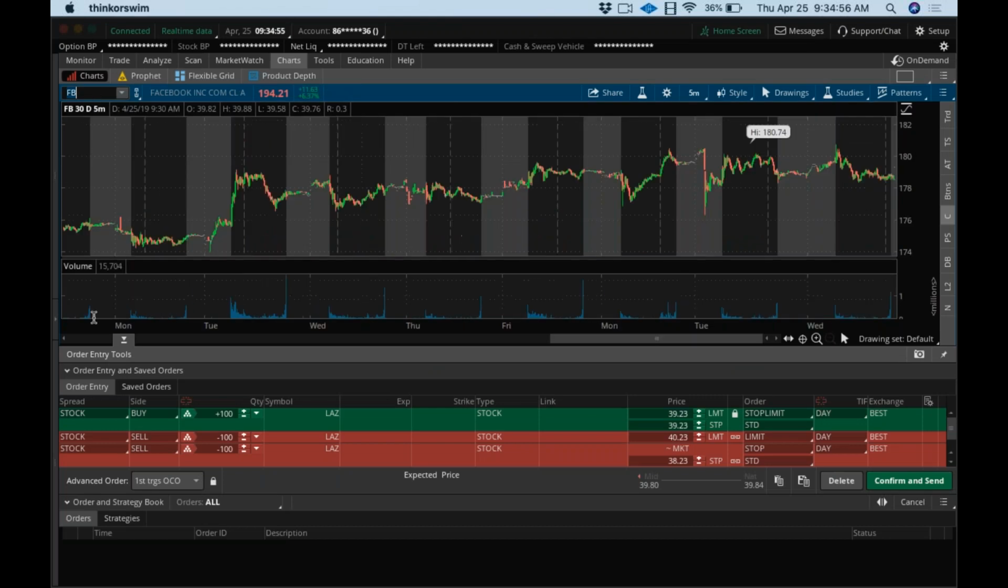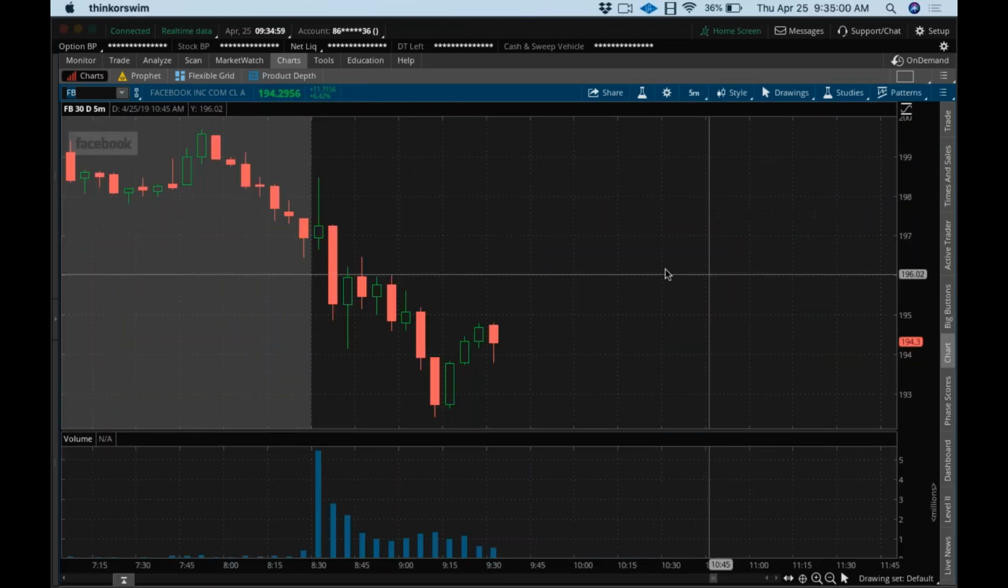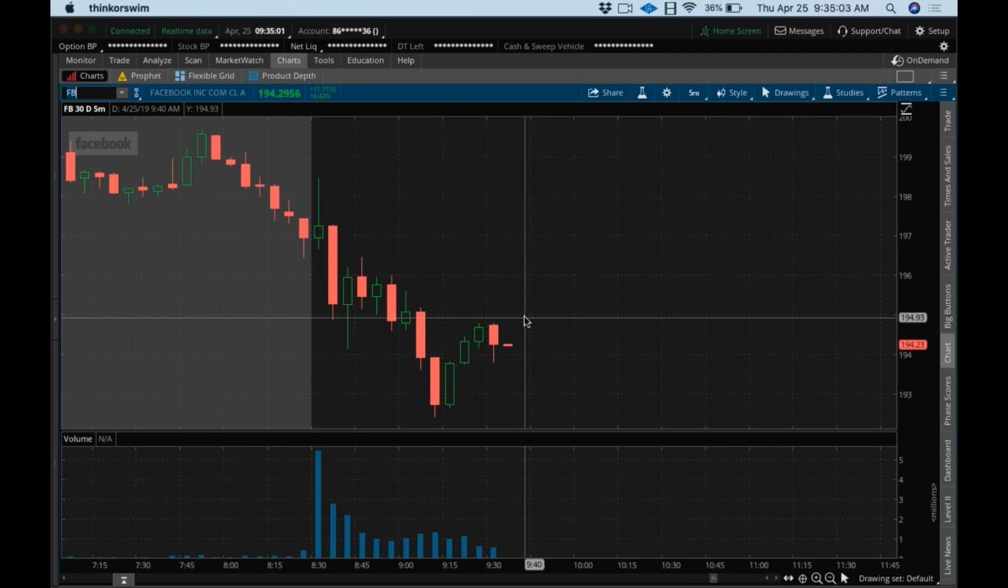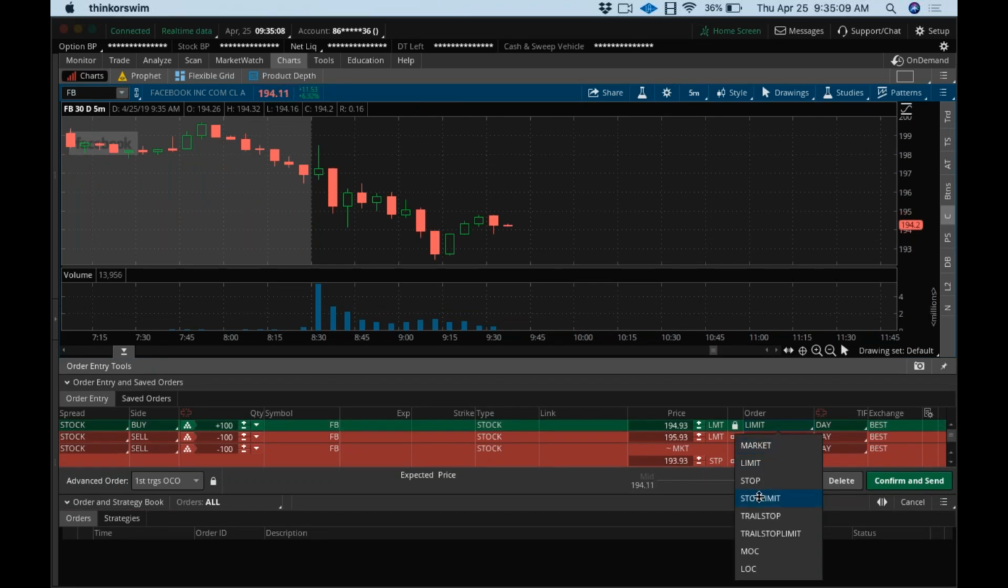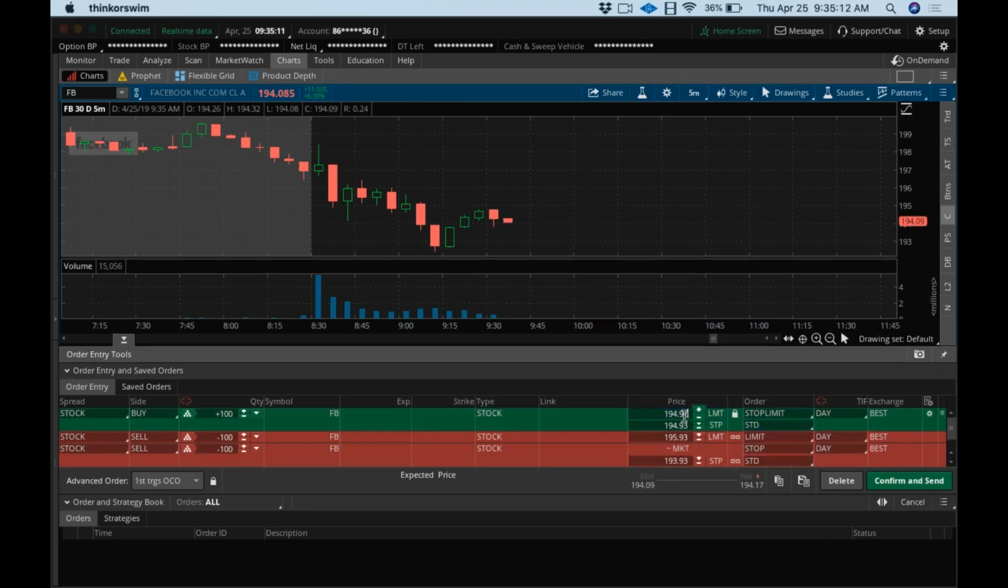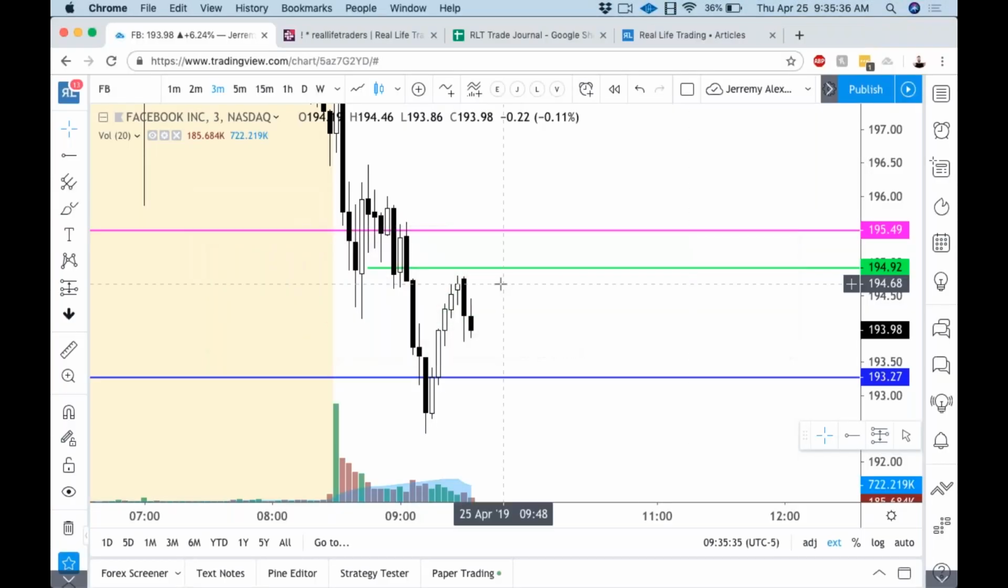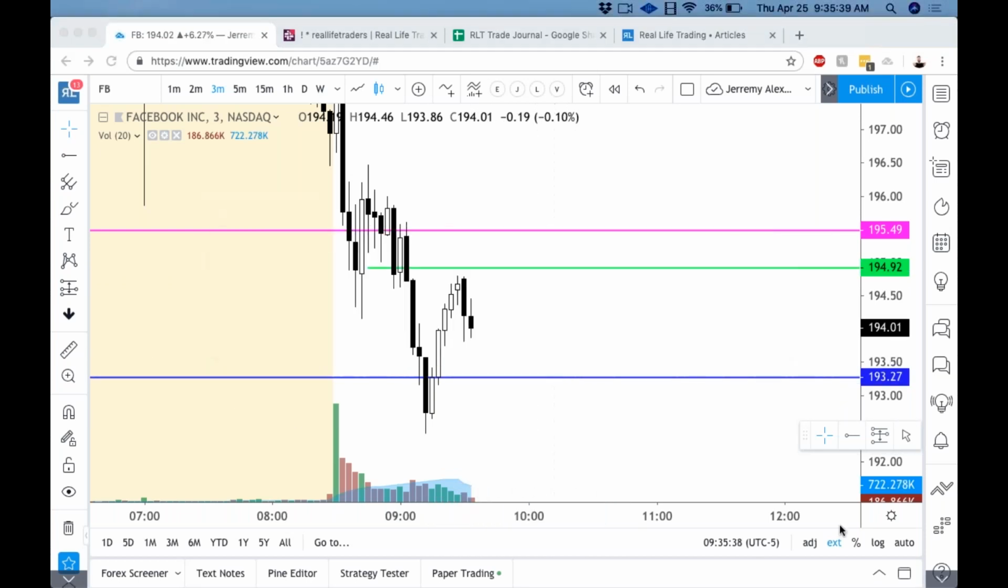So if I go over to Facebook, hop over to Facebook, come over here, 194.92. If I go to buy custom OCO bracket, and I would select stop limit, 194.92 is the limit, 194.92 is the stop. So again, this is not a stop market to get out of a trade, right? This is a stop buy order. This is a bullish position, stop limit 194.92 by 194.92. That is the entry that will not trigger unless Facebook went above 194.92.